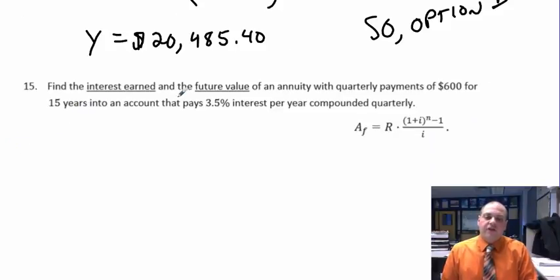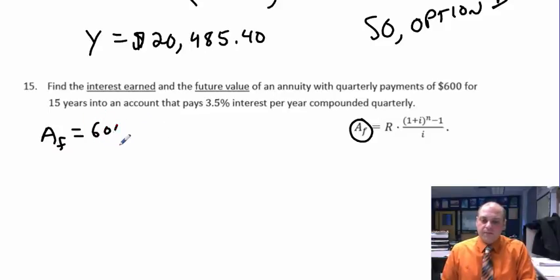Interest. So we want to find interest earned and future value of an annuity with this information. Okay, so future value is AF. That's what we're finding. And then you can find the interest earned after you get the future value. All right, so R is the recurring payment. That's $600. And then we're just following the formula. 1 plus I.